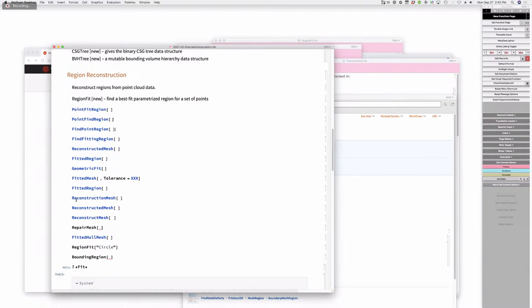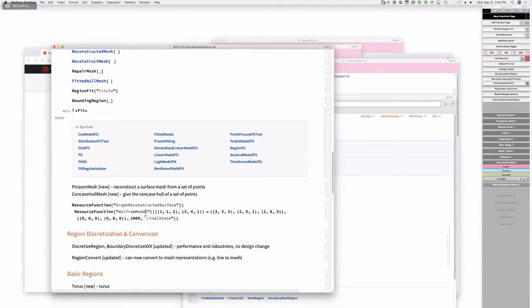But I'm favoring reconstruction mesh, and fitted region. That would be my suggestion. Let's try and see whether we can get through the other things here. But that would be my suggestion.